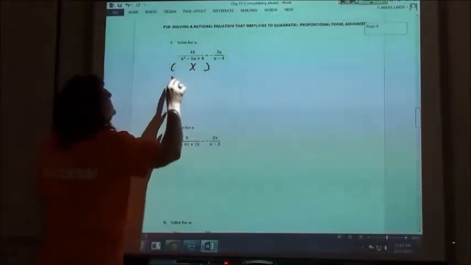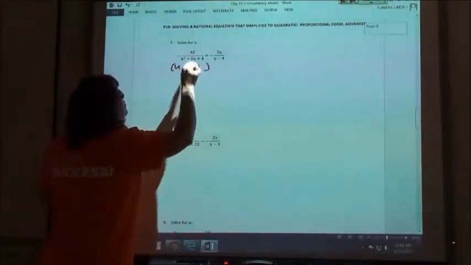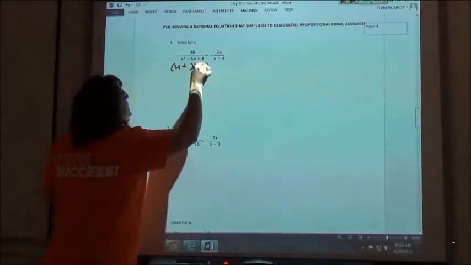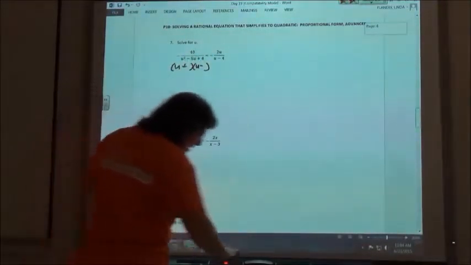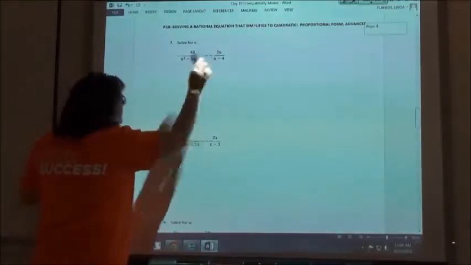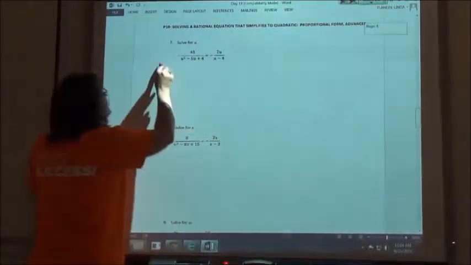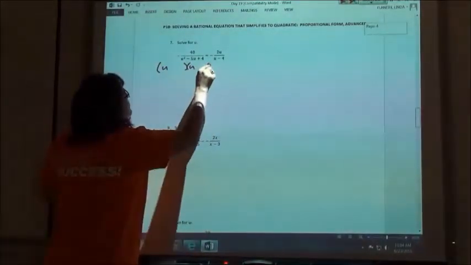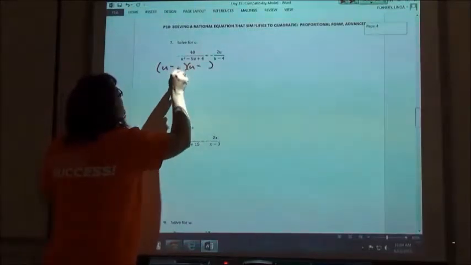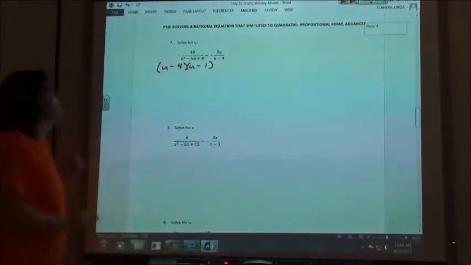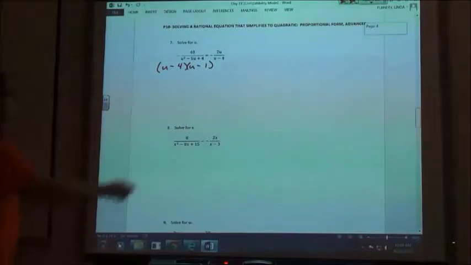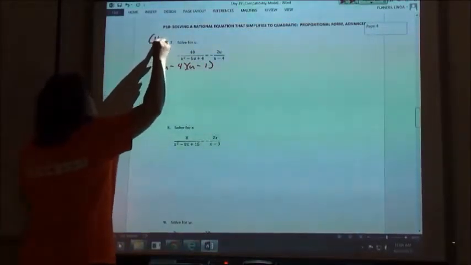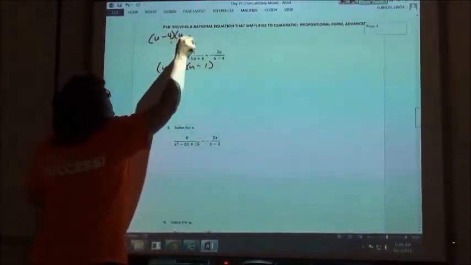But if I factor this one, I would have u and u, a plus and a minus, and I want the factor, or no, a minus and a minus. Better factor it the right way. Both of them are the same. U and u, a minus and a minus, and 4 and 1 would add up to minus 5 in the middle. So my common denominator is u minus 4 and u minus 1.